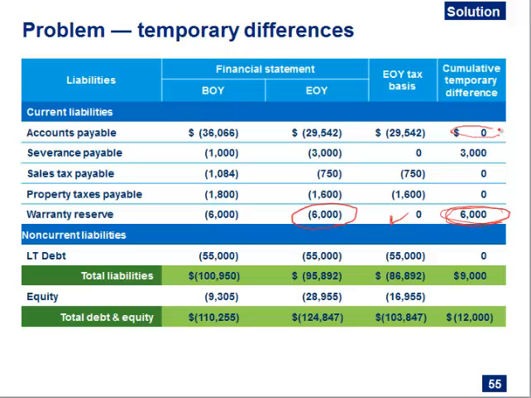Sometimes you'll end up with zero difference. You'll say, look, I use the same method for book that I do for tax, and there's no difference, and it's as simple as that. But from a process perspective, I want you to think about starting with book, comparing to tax, and coming up with what your basis differences are. That's the way to be thinking through that.